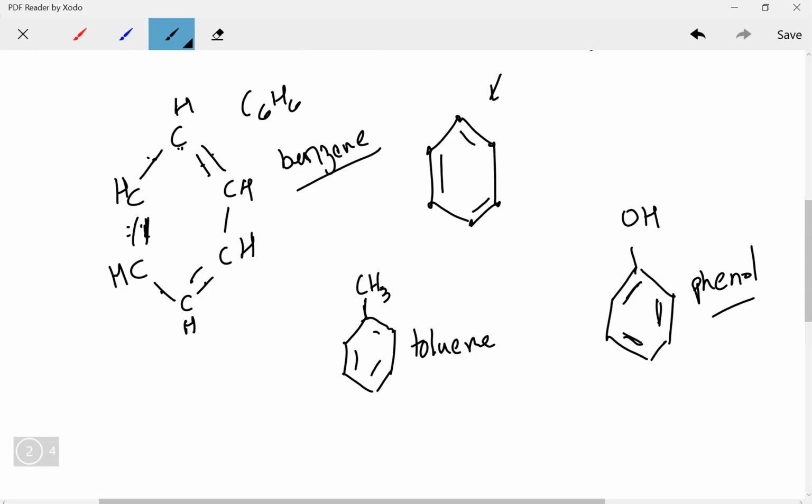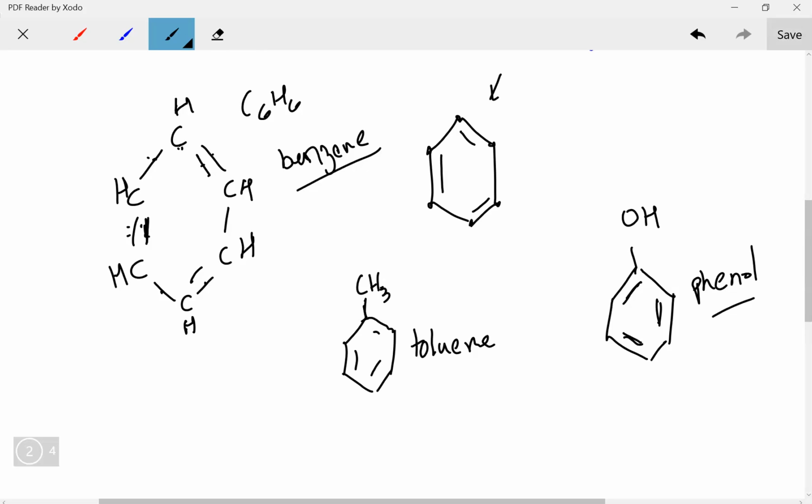There's obviously a large number of aromatic compounds, as they're called, most of which are derivatives of benzene, so a bunch of stuff added on to the benzene. These are the main three that we're going to be talking about. These are usually the most important ones. Benzene, toluene, and phenol, those are the ones that show up the most in organic chemistry. So we will focus on those.